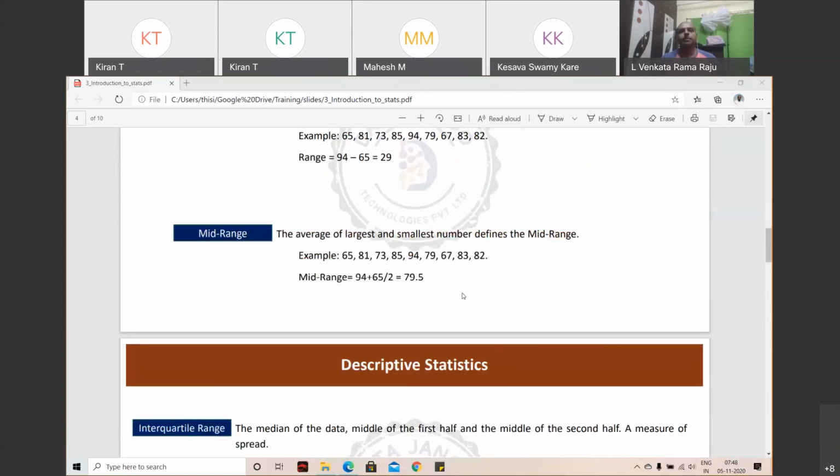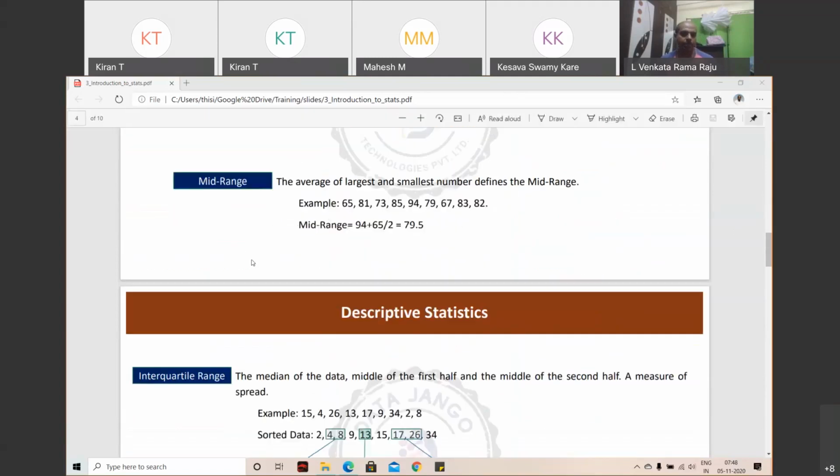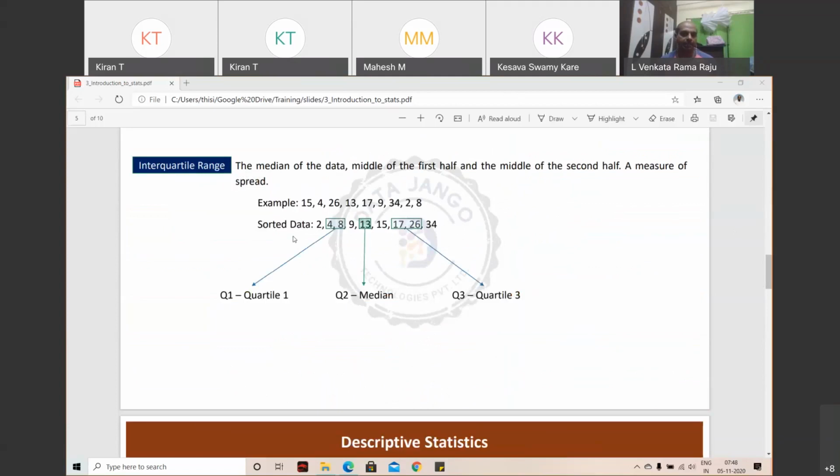Okay. So now we looked at range, mid-range, interquartile range. This one is the one I was explaining yesterday. There will be 3 quartiles. First quartile is going to be the median of the first half of the data. Second quartile is going to be the median of the second half of the data. Sorry, third quartile. Second quartile is going to be the total data's median.